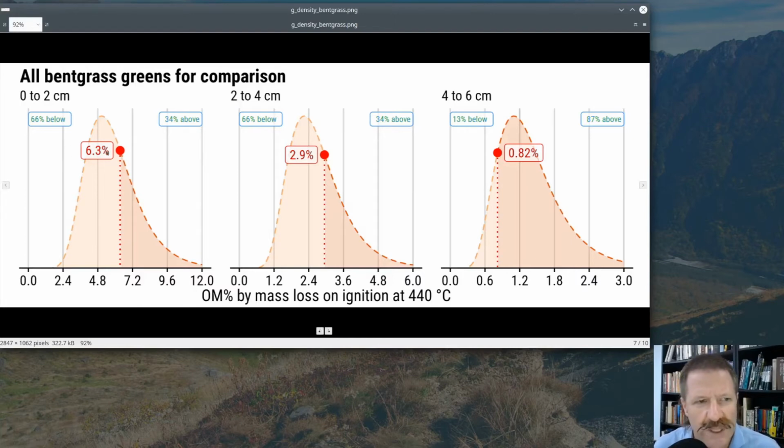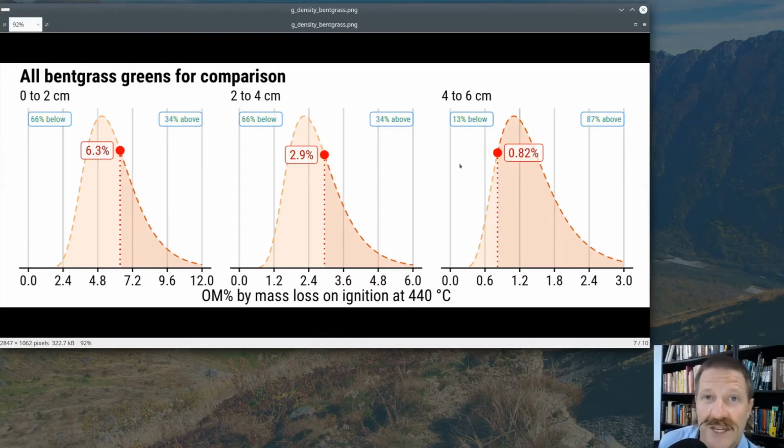And for this particular golf course, the most recent samples were at 6.3% on average in the top 2 centimeters. That puts it in the 66th percentile because 66% of other bentgrass samples are testing below that value and 34% are testing above that value. Let's just jump over to the 4 to 6 centimeter depth. Now it's in the 13th percentile because the average value on the most recent test was only 0.8%. That's relatively low for a bentgrass green sample, and because of that, it is in the 13th percentile.